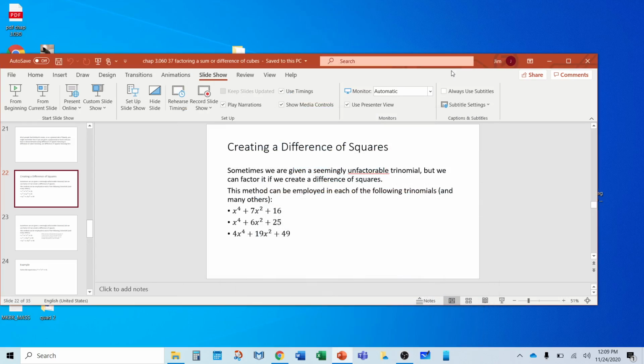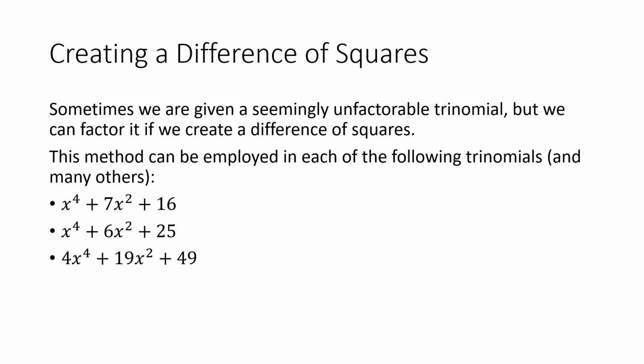In this video, we'll show how we can sometimes use factoring by grouping to create a difference of squares and factor what may have at first looked like an unfactorable trinomial. So, sometimes we're given a seemingly unfactorable trinomial, but we can factor it if we create a difference of squares. This method can be employed in each of the following trinomials and many others.